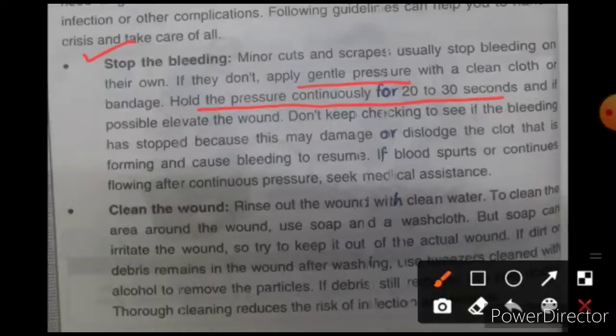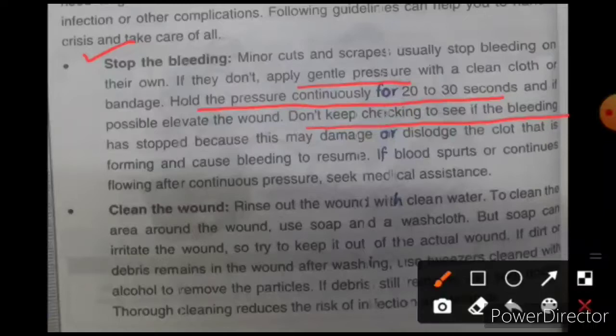So it's very important. Now the most important thing over here is that you don't keep checking to see. This is a very important point. You're not supposed to just take the cloth, put the cloth, press it gently and then pick it up and then press it. इससे क्या होगा कि आपका जो blood है वो clot वो जमेगा नहीं, it is not going to stop.